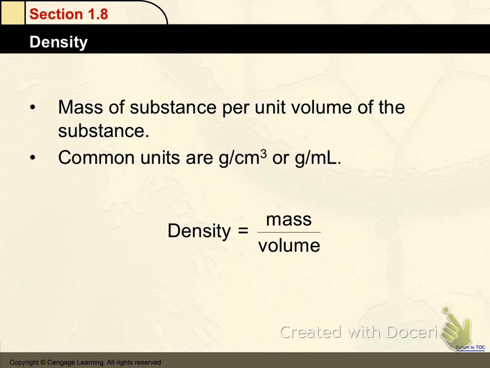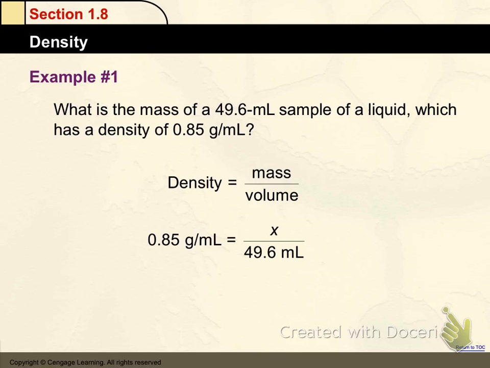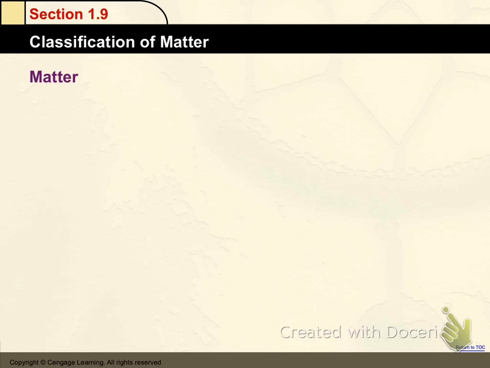Density equals mass divided by volume. All right, so just an example. What is the mass of a 49.6 milliliter sample of liquid which has a density of 0.85 grams per milliliter? You'd probably go ahead and use your unit analysis, or maybe just understand what that particular equation is, fill in your unknown, and then hopefully you come up with an answer like this. You got about 42 grams. That's the mass of that particular sample. We're going to be doing a little bit of density work in the laboratory, and that'll carry out throughout the semester.